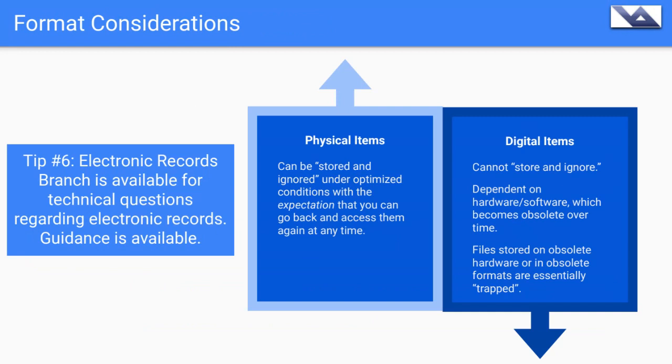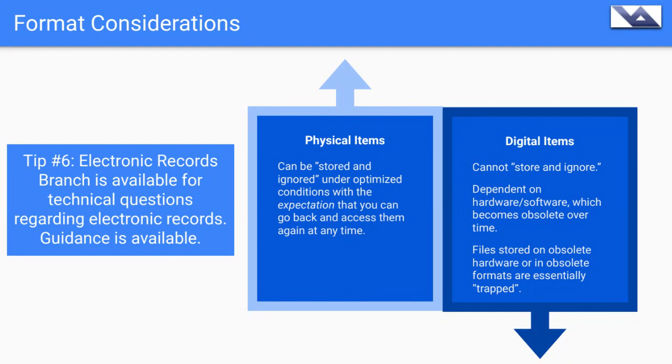So we're going to move into format considerations. This slide considers whether records should be kept in a physical or electronic format. This is something I'll touch on throughout this training, and also remember that there is the consideration of how it was originally created if you're looking at older items. Physical items, things like the paper and the photos, can be stored and ignored under optimized conditions with the expectation that you could always go back and access them at any time. If you've got them in a box in a storage room, you always assume that you could go grab that box and pull those records out at any time.